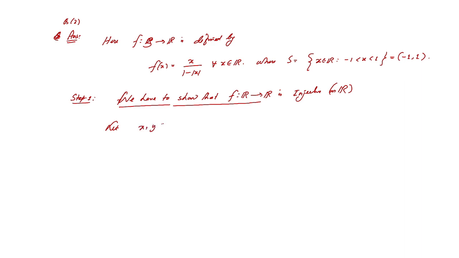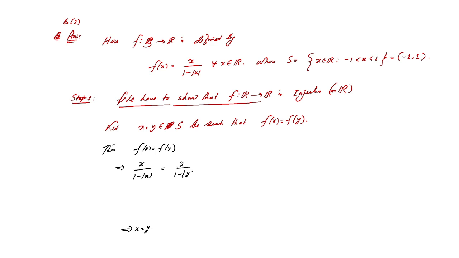So let x, y belongs to S be such that f(x) equals f(y). Now what we have to show? Then that f(x) equals f(y), if it implies x equals y, then we can prove it is injective. So now f(x) equals f(y), that means x by 1 minus mod x equals y by 1 minus mod y.